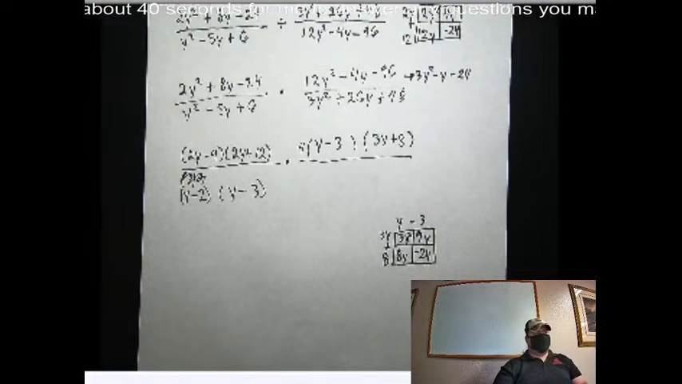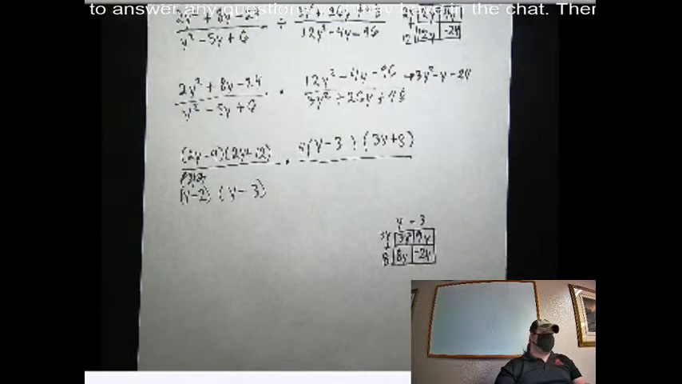Let's see. 144 has a lot of 2's and 3's in it. So what are some numbers we can make with 2's and 3's? 4 is not going to quite work. That's going to give us 36, I think. We can do 6, not going to quite work either.